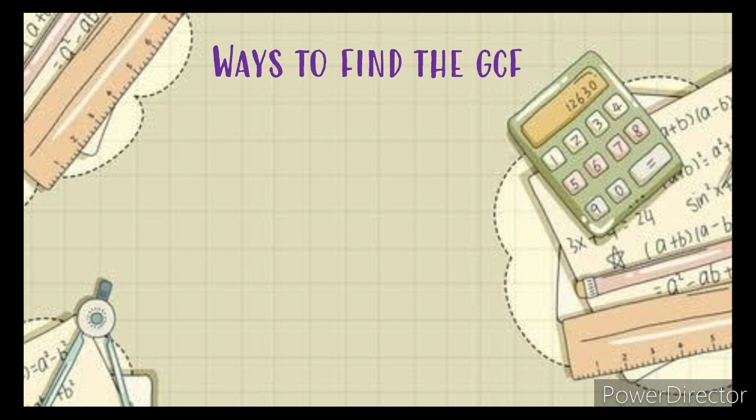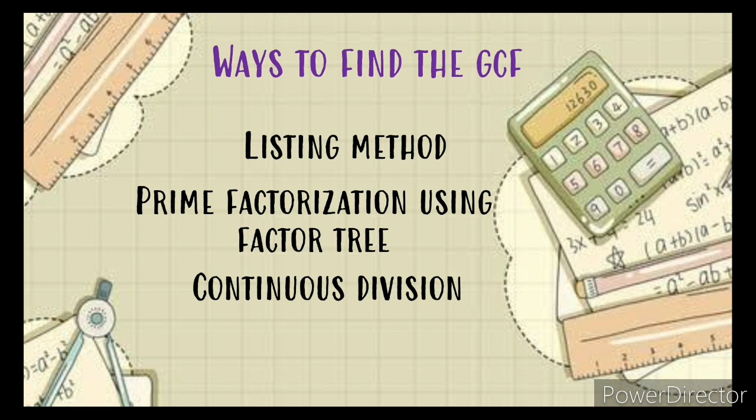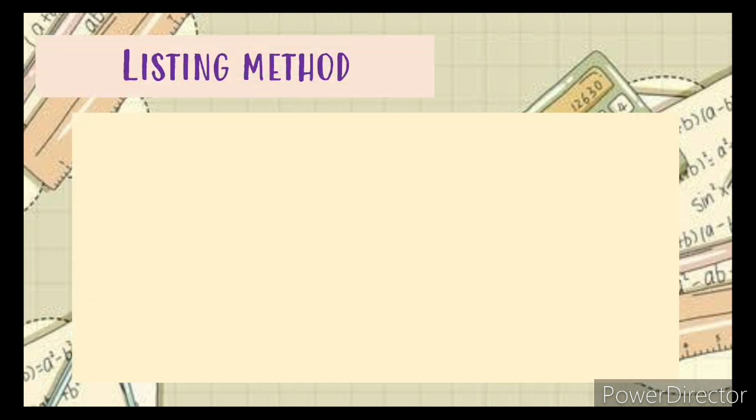Okay, so we have the ways to find the GCF. First one is by listing method. Second one is by prime factorization using the factor tree. And the third one is by continuous division. So, listing method. For example, we're going to find the GCF of 10 and 12.